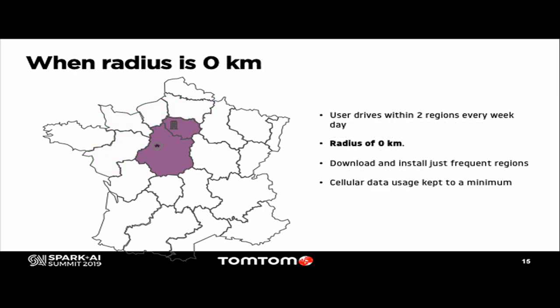We could say, okay, so decrease the radius and select something very small. Let's just say 0, just to go to the extreme. And you will have these two regions that are being downloaded. However, data usage is minimal, but the user experience is going to be bad too, right?